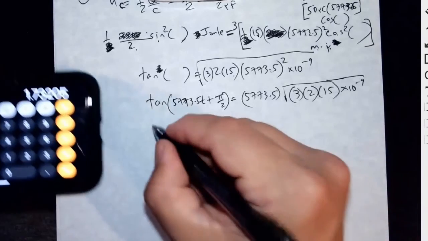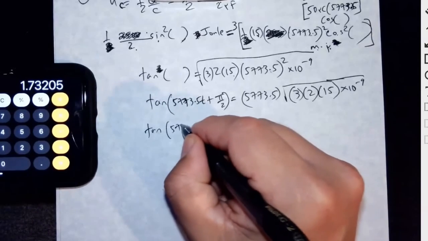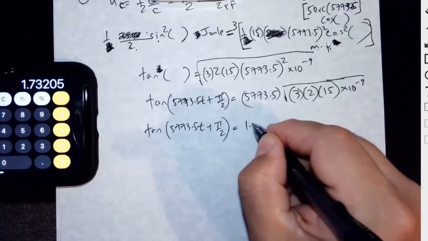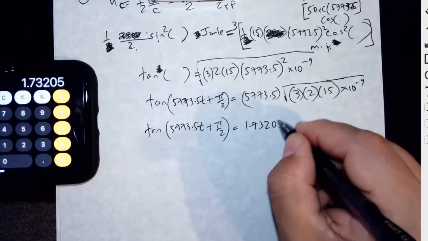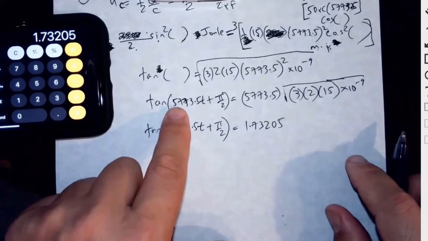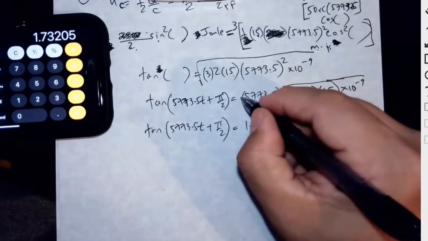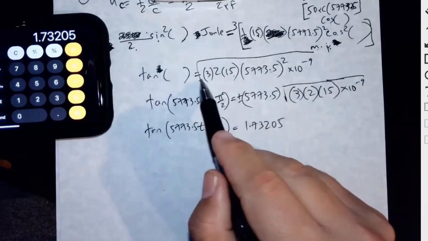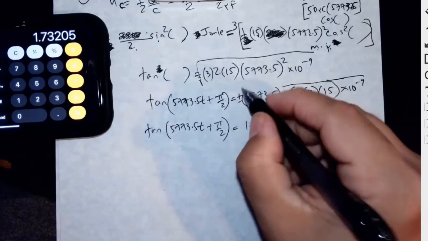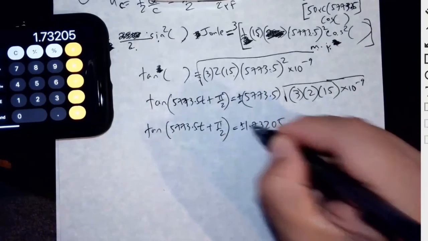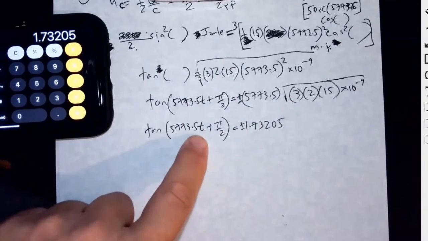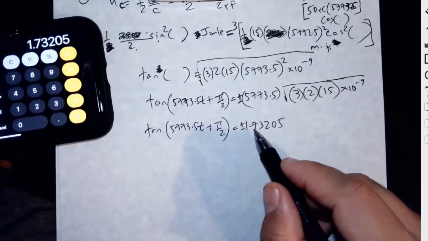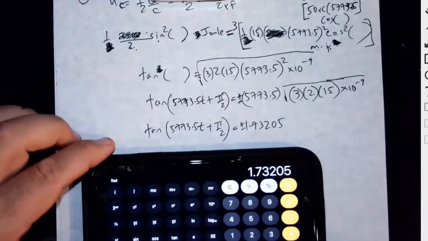Okay, so you have tangent of 5773.5t plus pi over 2 is equal to 1.73205. But when I took the square root, I could have positive or negative square root because it was tan squared, right? Tan squared is equal to this number. So when I do that, I have to take positive and negative. So if I want to find all possible values of t for which that condition is satisfied, I have to take the inverse tan of that.